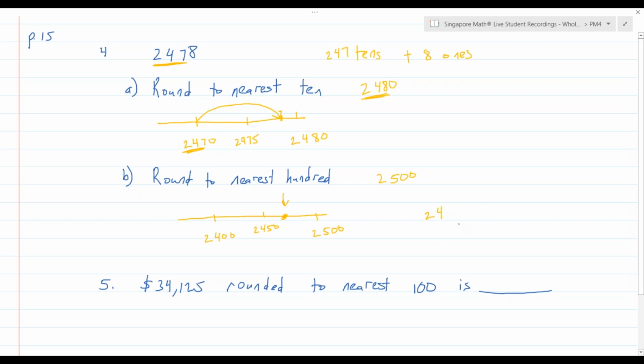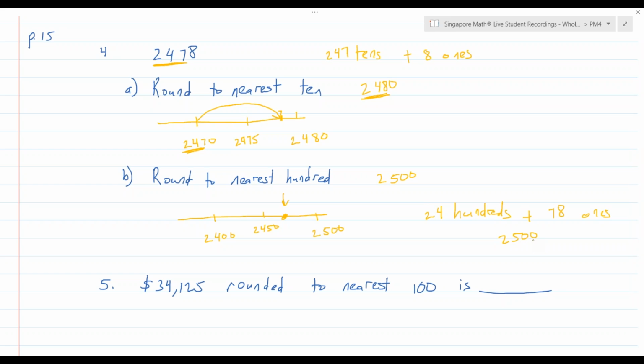But remember, 2,478 is 24 hundreds plus 78 ones. 78 ones is a long way towards that next 100, so I could consider 24 hundreds 78 ones and just realize that's going to be 2,500. All right, so that's a good way to think about it.